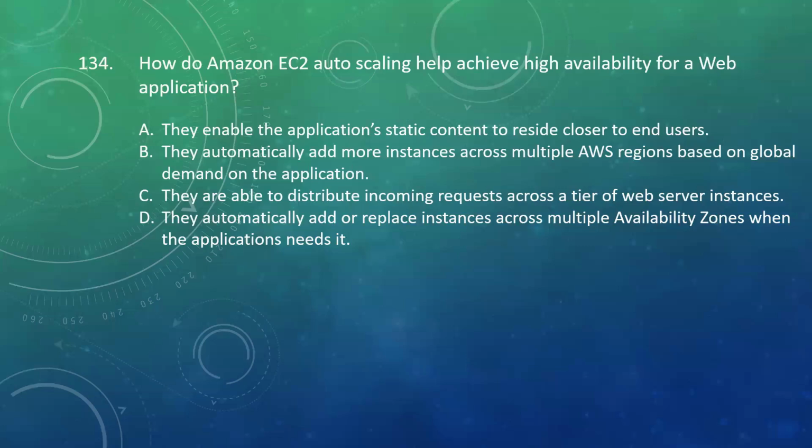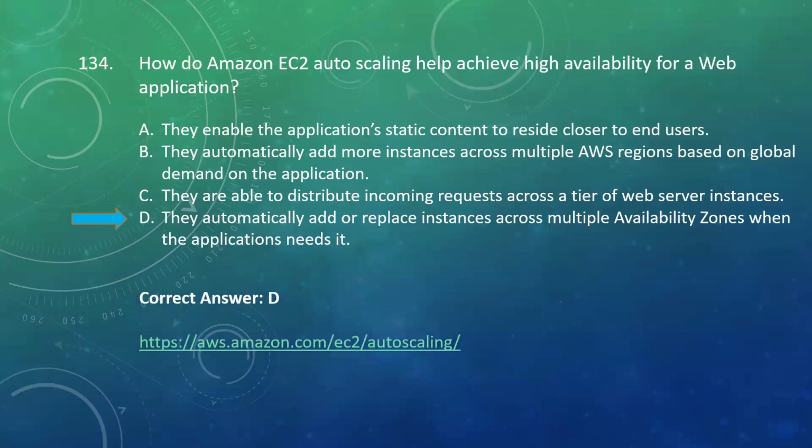Option C, they are able to distribute incoming requests across a tier of web server instances. It is a feature of load balancer. So again, incorrect. This now leaves us with option D, which is the correct answer. They automatically add or replace instances across multiple availability zones when the application needs it. Now, there is a close resemblance between option B and option D.